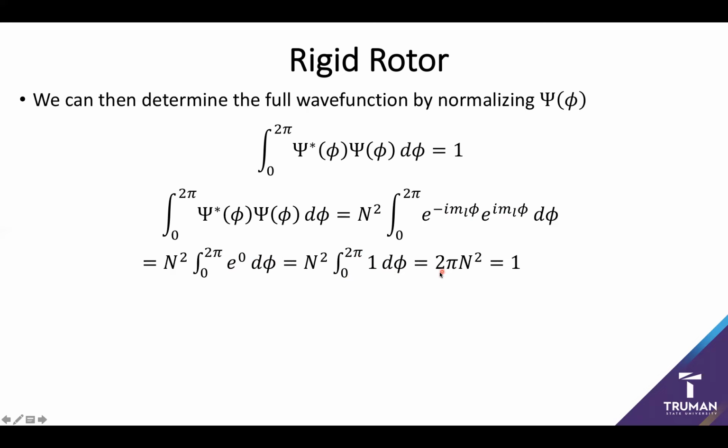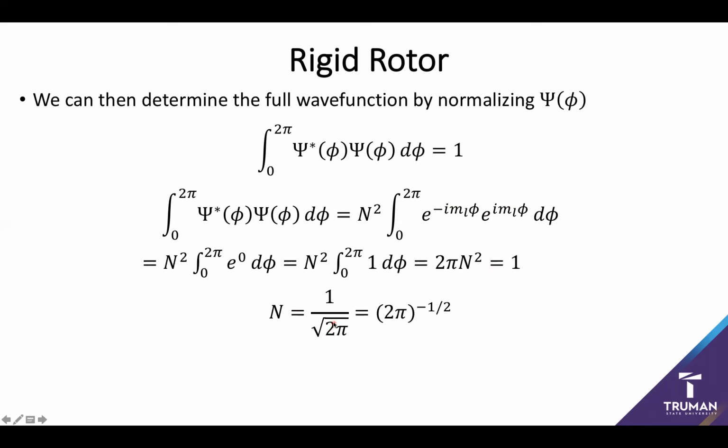So as a result, when we normalize the system, we get 2 pi times the normalization constant squared equals 1. Now, one of the things I want to emphasize is this is not dependent upon the value of m sub l. So no matter our quantum number, no matter our rotational state, we're always going to have the same normalization constant. Gotta love it when that happens. So we can then divide both sides by 2 pi and then take the square root. So it turns out that our normalization constant is simply 1 over the square root of 2 pi, no matter the state.